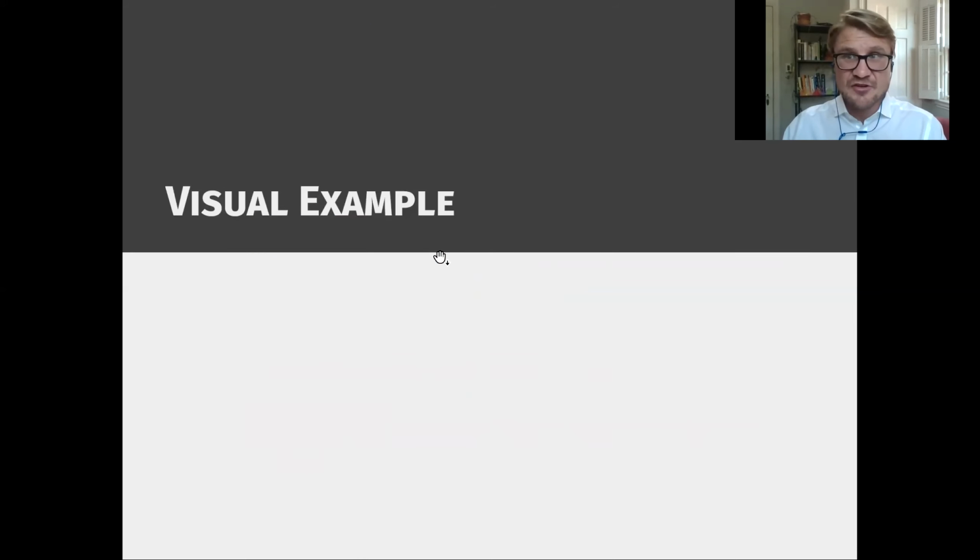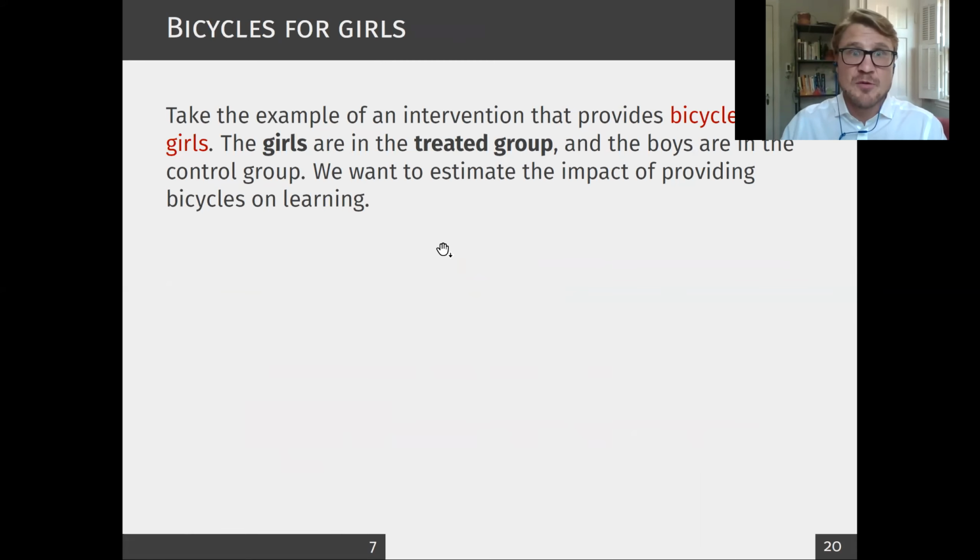Right, so let's go through another example that I made up, a nice visual example, before we go to the econometrics itself. What we're going to look at is actually a study that took place in India, but we're going to simplify it a little bit, as an intervention that gives bicycles to girls.